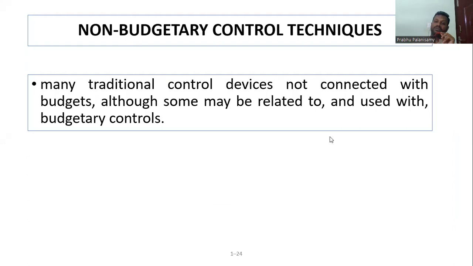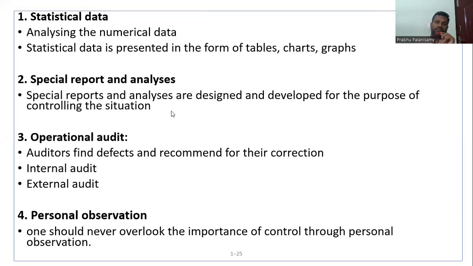Many traditional control devices are not connected with the budgets, although some are related; these are nothing but non-budgetary controls. Statistical data: analyzing the numerical data and special data, presented in the form of tables, charts and graphs. Special report analysis is designed for the purpose of controlling the situation. Operational audit: internal audit and external audit have to be done. This is non-budgetary, for each and every time progress is going on. Personal observation is also very important in non-budgetary control.